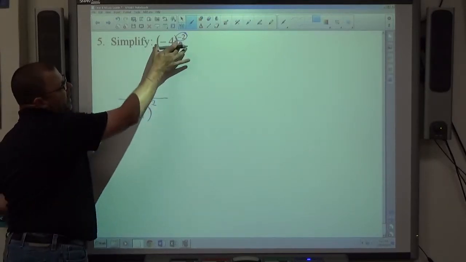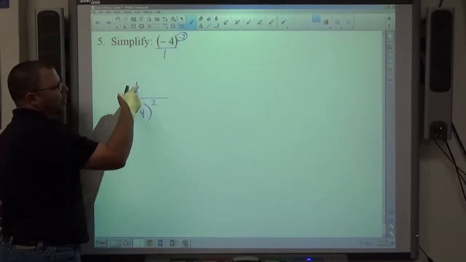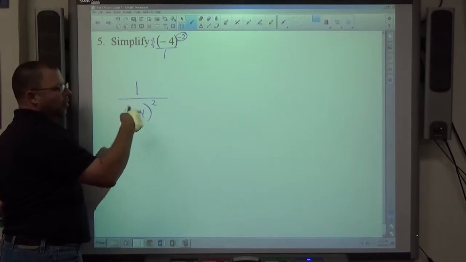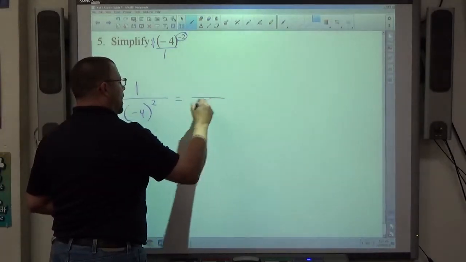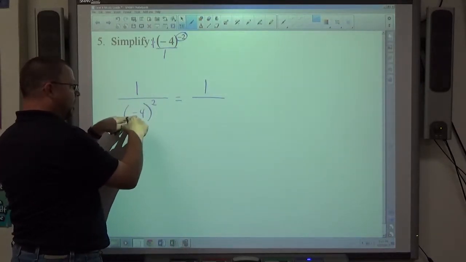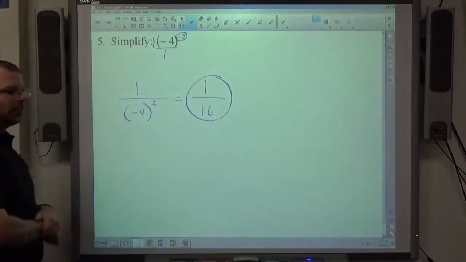And once I moved (-4) to the -2 off the top into the bottom, that leaves me with a 1 in the top. There's a 1 up here that's being multiplied by that. There's still a 1 down here being multiplied by that. That doesn't need to be written. Once I get to this point, I evaluate (-4) squared in parentheses. That's minus times minus, 4 times 4, which makes positive 16. So positive 1/16 is the answer.